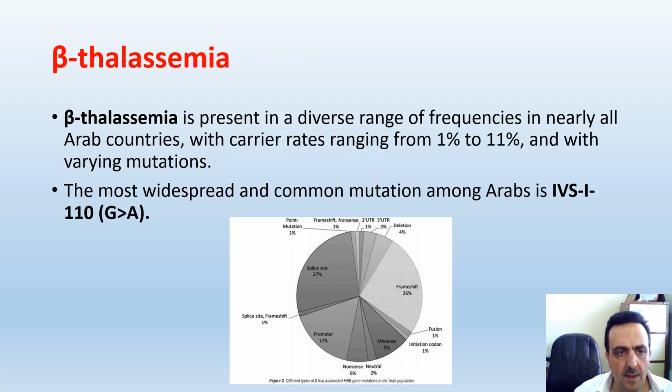Well, beta thalassemia is quite common here in the Arab countries, and actually the carrier rate ranges from 1% to 11%, which is very high. Actually, we can see here in this chart the mutations. The most important or the most common mutation is IVS1-110 G>A, and most of the mutations are splice site, frame shifts, and some of them are located in the promoter region.